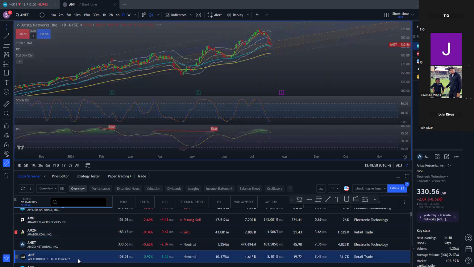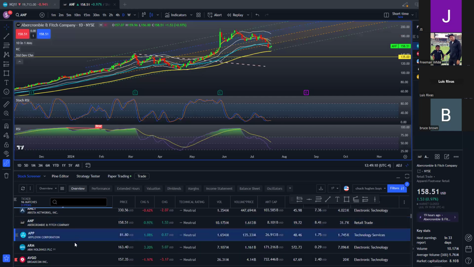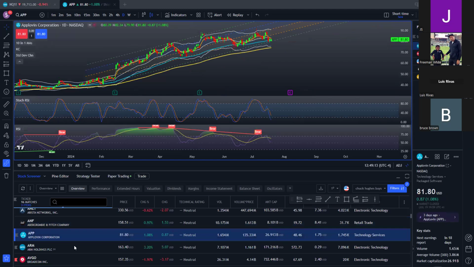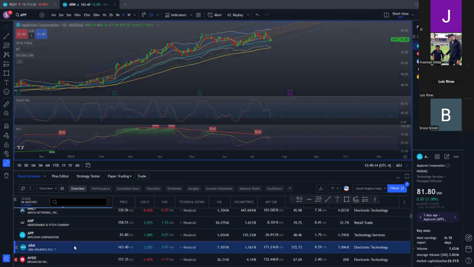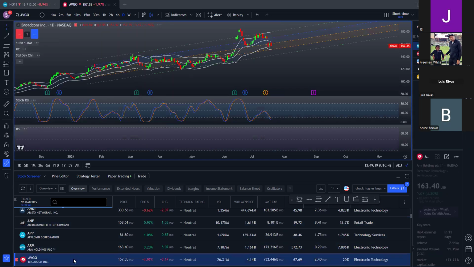Ain't that not ready? Nope. ANF is getting ready. This one looks like it may be getting ready. But we'll see. I'll put that on my list as well. APP. No, because I want to see that at the bottom of that Keltner channel. No.